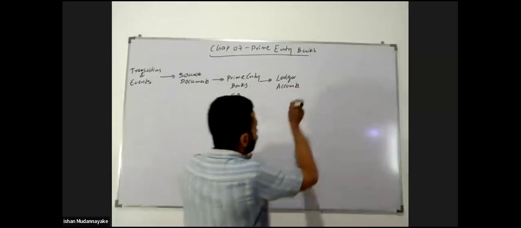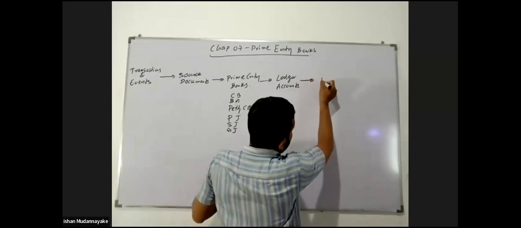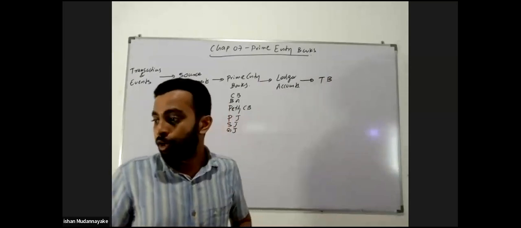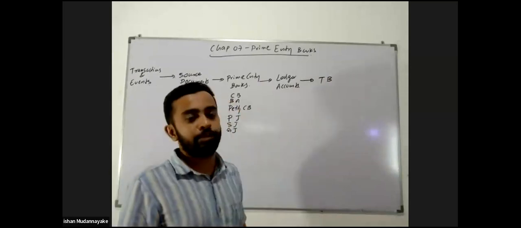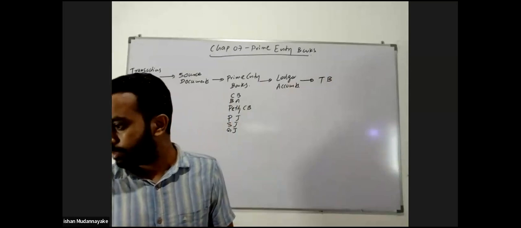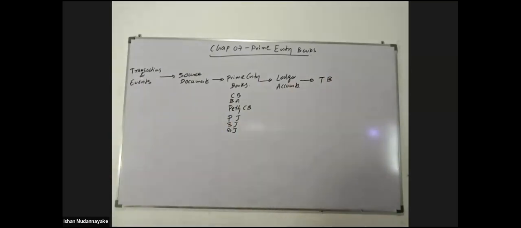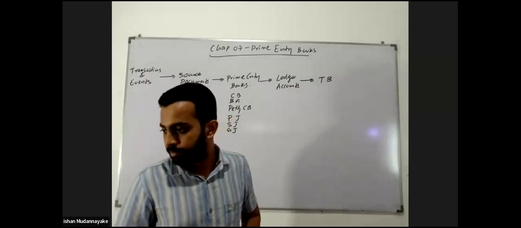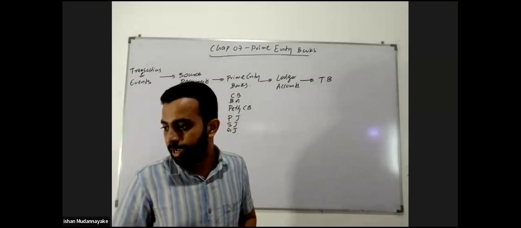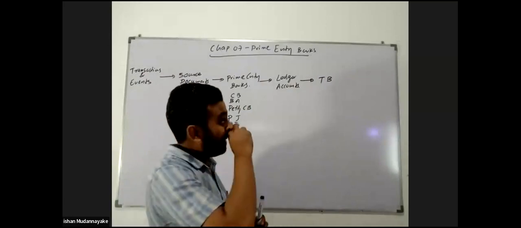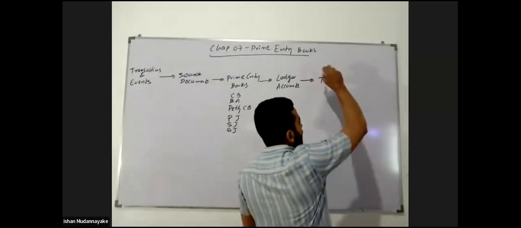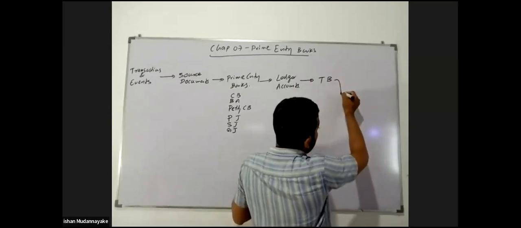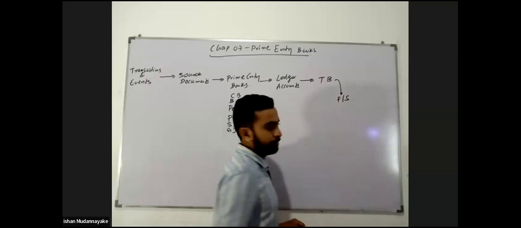Then after preparing ledger accounts, what do they do? They prepare trial balance. Chapter 11, written chapter 11. Already we have discussed trial balance as well. Then after preparing trial balance, what do they do? They prepare financial statements.